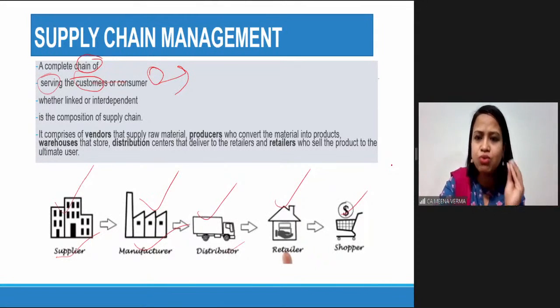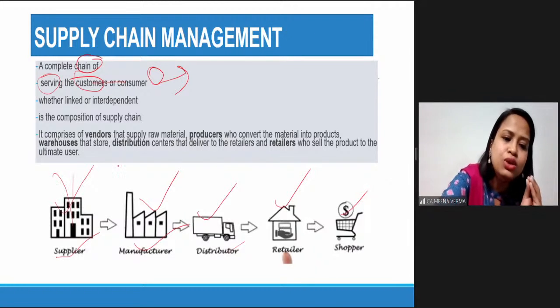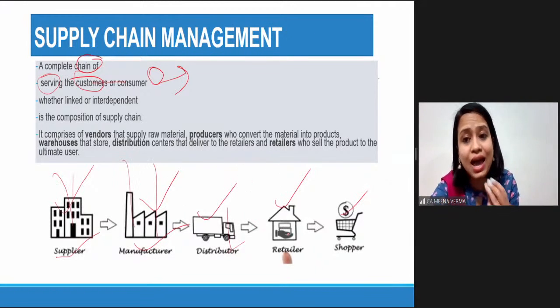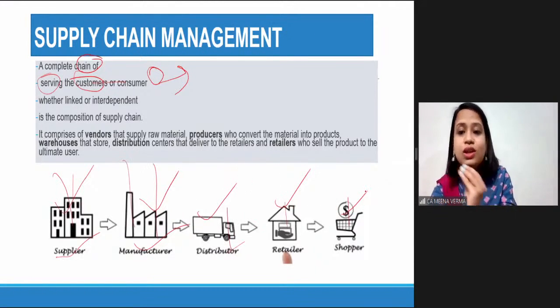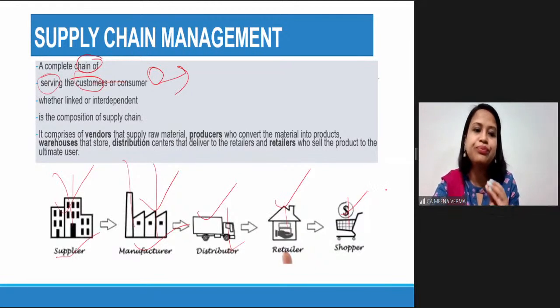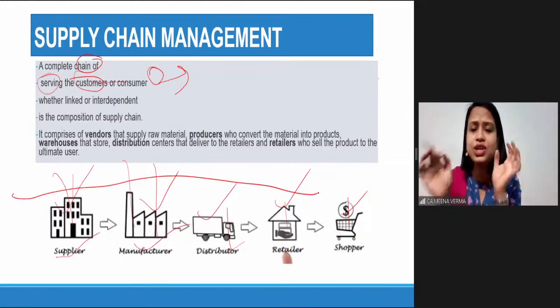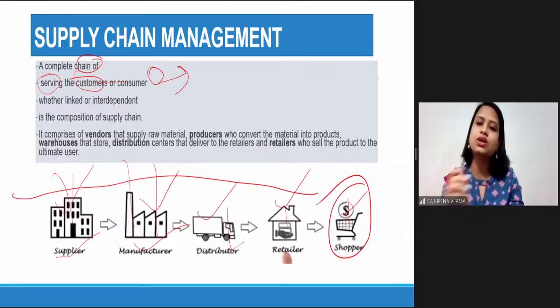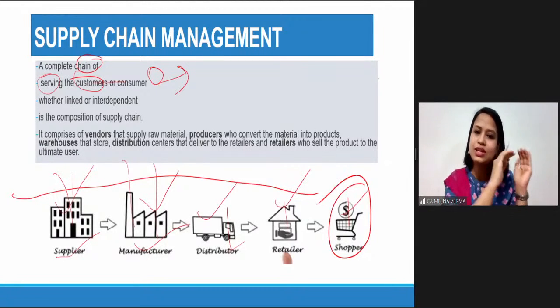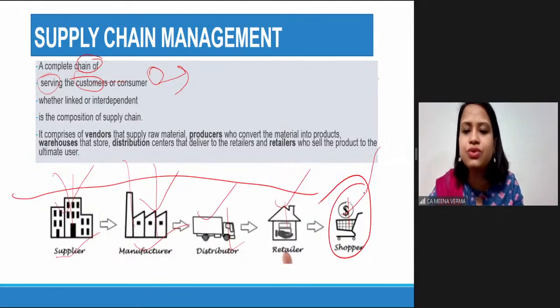You can see the same process in value chain. But in value chain, what we do is try to add value at each process, at each activity we try to create value. While in supply chain analysis, the focus of the entire chain is to serve the customer. This entire chain is focused on serving the customer.